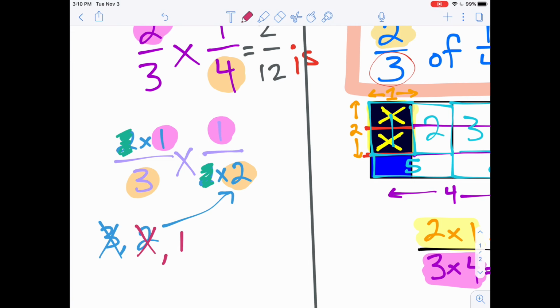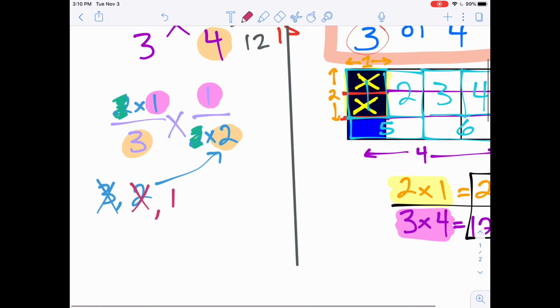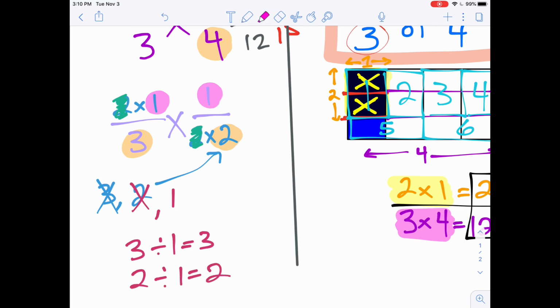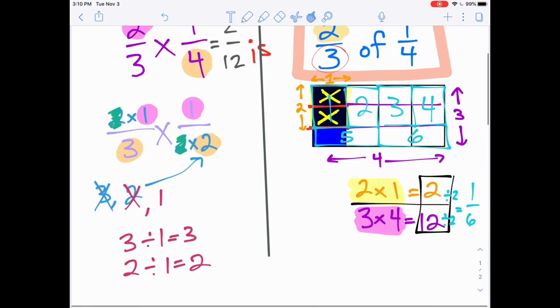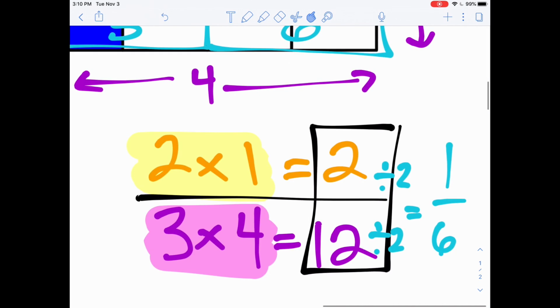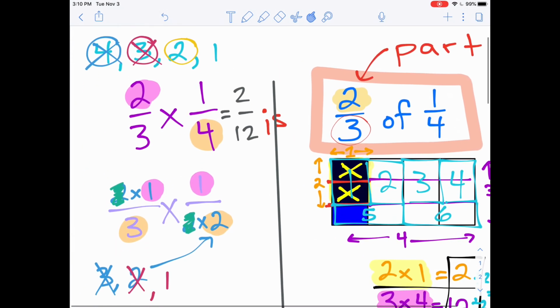So at this point, I'm done because I don't need to divide by 1. 3 divided by 1 is 3. 2 divided by 1 is 2. Notice how they start and end with the same number. I'm trying to simplify my answer. When I simplify an answer, I take 2/12 and make it become 1/6. That's kind of what we did here.